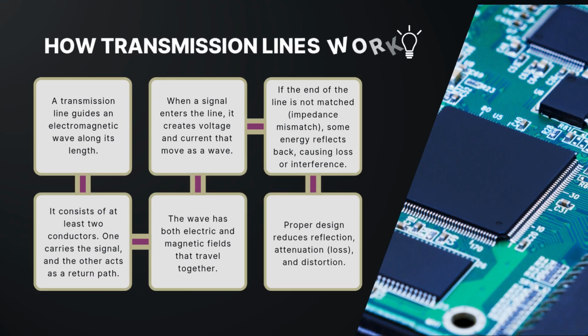Now, how do transmission lines actually work? There's an important concept here, which is impedance matching. If the transmission line is not properly terminated, or in other words, if the load at the end doesn't match the line's characteristic impedance, part of the signal reflects back. This causes interference, signal loss, or even damage. That's why proper design is necessary, to minimize reflection, attenuation, and distortion.